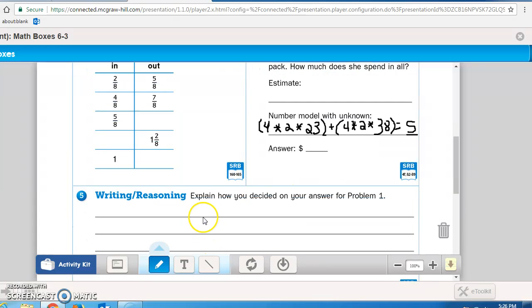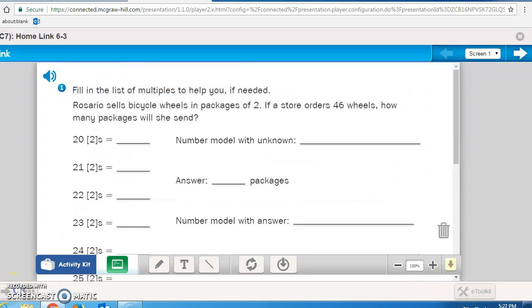And then for number 5, it says, explain how you decided on your answer for problem 1. Pause the recording now, finish Math Journal page 197, then go up to the answer key and correct it, and then turn the recording back on for your final instruction. Your final instruction is to do Math Masters page 232.